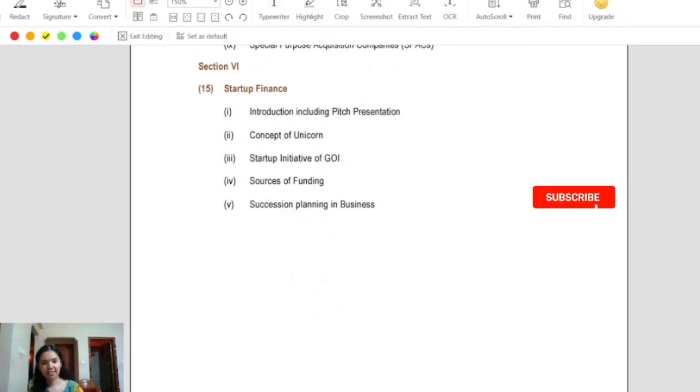Chapter 15, startup finance. In today's world, startups have become a major focus area. They have actually replaced the traditional long journey from sole proprietorship to partnership, then to private and public company. Earlier, businesses had to rely heavily on banks and meet several formal requirements to get funding, making the process slow and challenging. However, today's startups can secure funding based on their innovative ideas and business potential, where investors readily provide capital to promising ventures. So it is important to understand the concepts of startups, unicorns, and various Government of India initiatives supporting this, which is crucial from an IBS point of view.